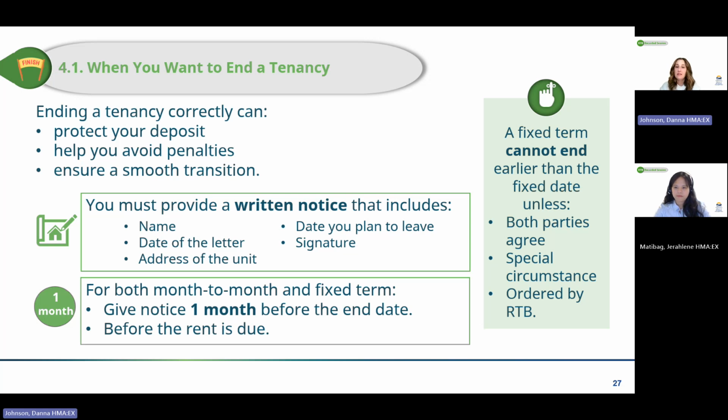For a month-to-month tenancy, you just need to give proper written notice, and that notice has to include your name, the date, the address of the unit, the date you plan to move out, and your signature. And remember, you need to give this notice to your landlord at least 1 full month before your rent is due. Ending a tenancy properly protects your deposit and helps you avoid penalties, so getting that written notice right is important.